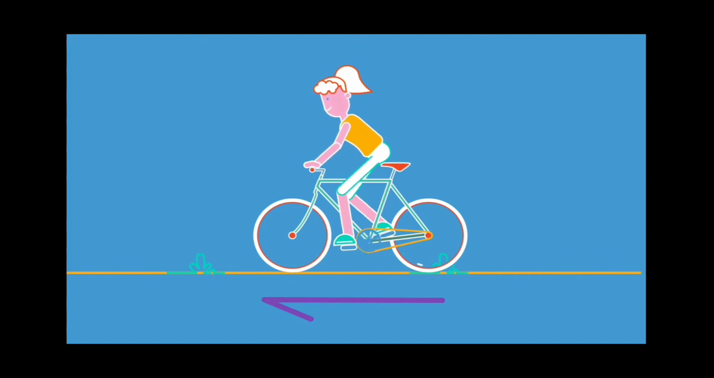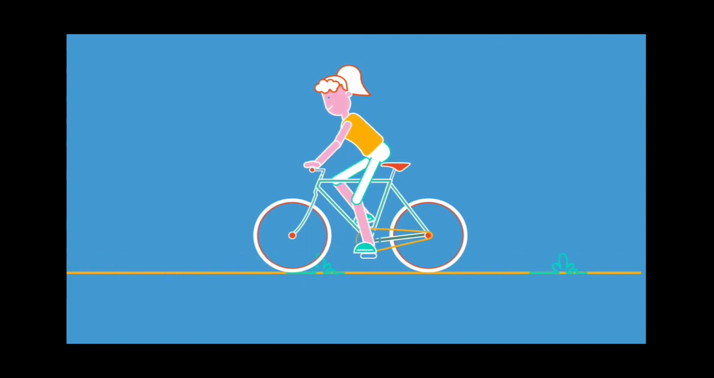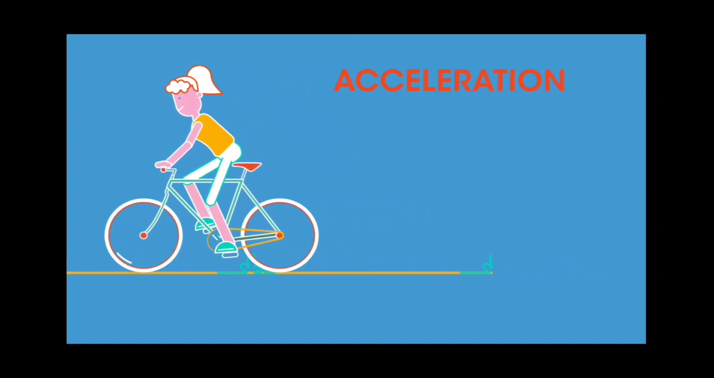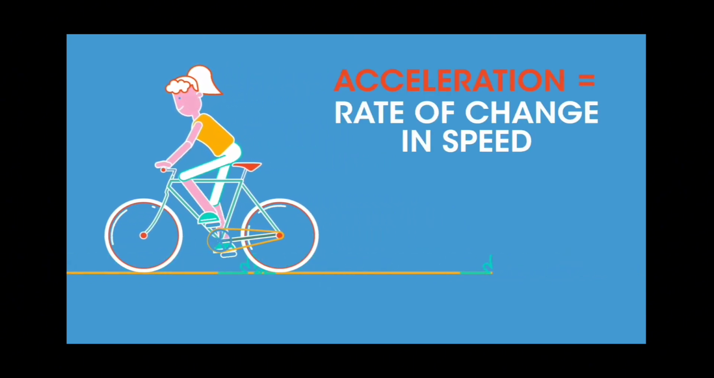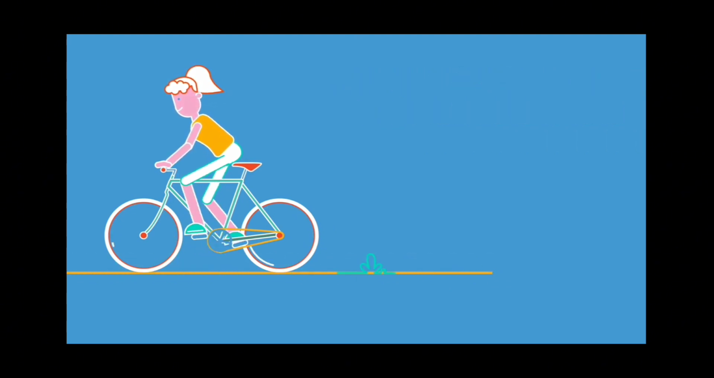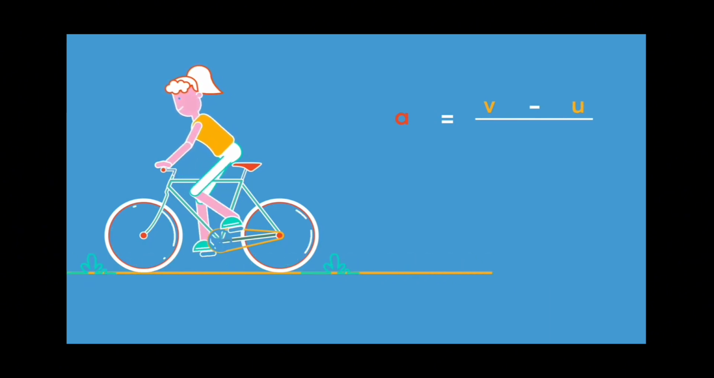To change the velocity of an object, there needs to be a force acting on it, and the object is accelerating. If the direction of motion is unchanged, acceleration describes the rate of change in speed. It can be calculated using the formula acceleration a equals final velocity v minus initial velocity u, divided by time taken t.